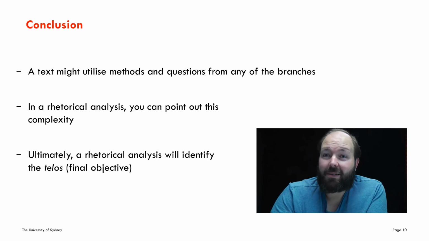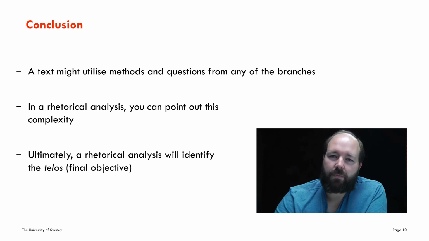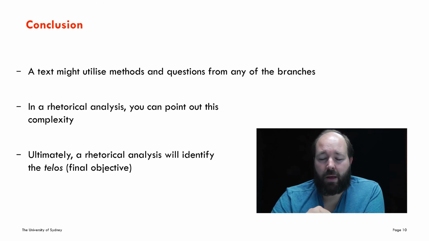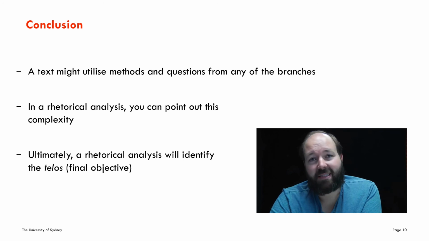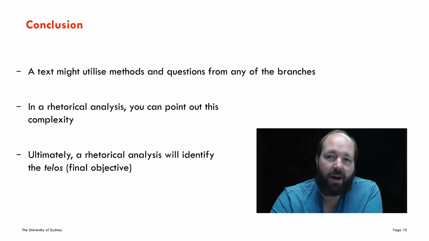So for some final remarks on how to use the branches of rhetoric in an analysis of a text, you should be aware that a text might utilize methods and questions from any of the branches of rhetoric, that a good scholarly analysis of a speech using the concept of the branches of rhetoric will actually point out this complexity of how difficult it is to assign a text or an argument to one particular branch of rhetoric. But ultimately, your analysis will identify the telos, or the final objective of a particular argument, and categorize it as deliberative, forensic, or epideictic based on what the final objective of that text or argument is.